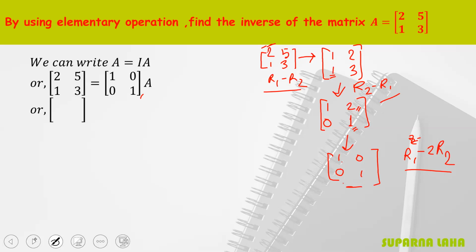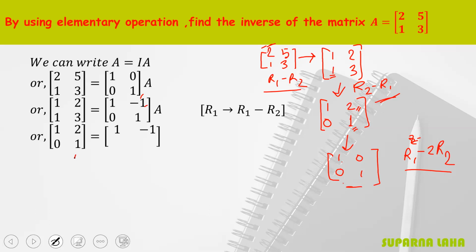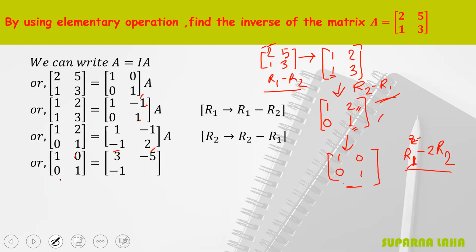So first one is, if I put R1 minus R2, so what will be this matrix? R1 minus R2. So this will be minus 1 and other elements remain the same. Now next apply R2 minus R1. So this is 1, 2, 0, 1 you got here, and R2 minus R1, this is 0 minus 1, minus 1, 1 minus of minus 1, this is 2. So minus 1, 2. Next R1 minus 2R2. So next is R1 minus 2R2, we got this identity here.